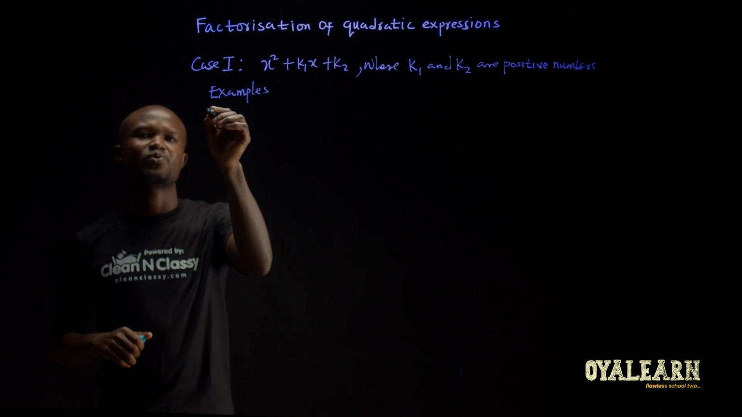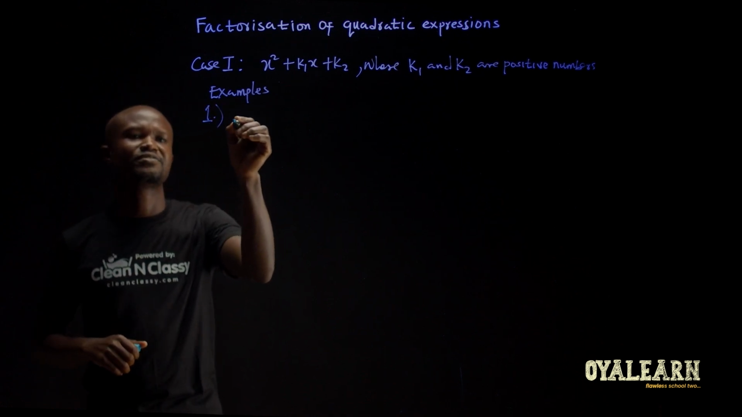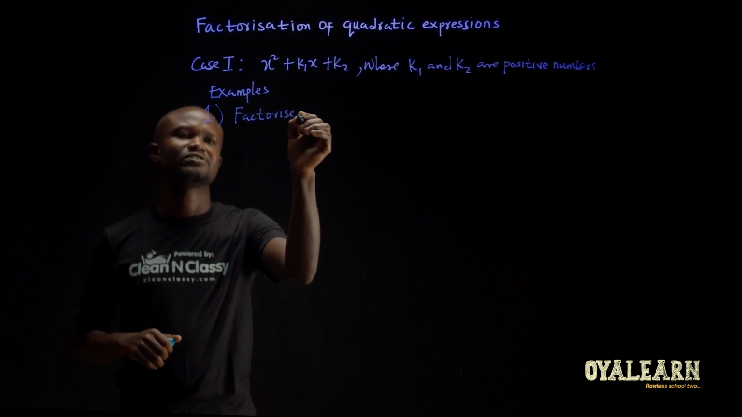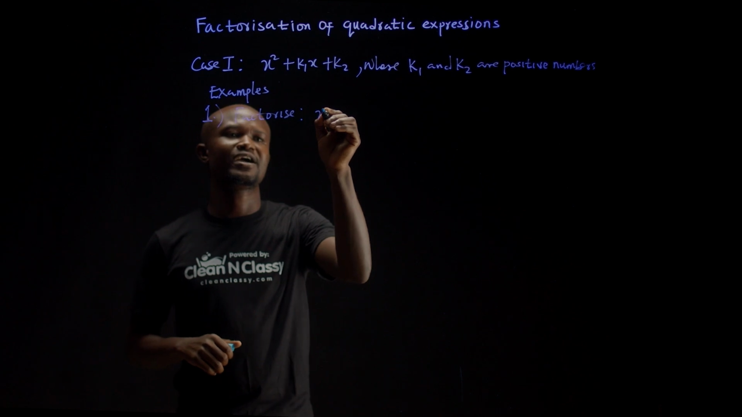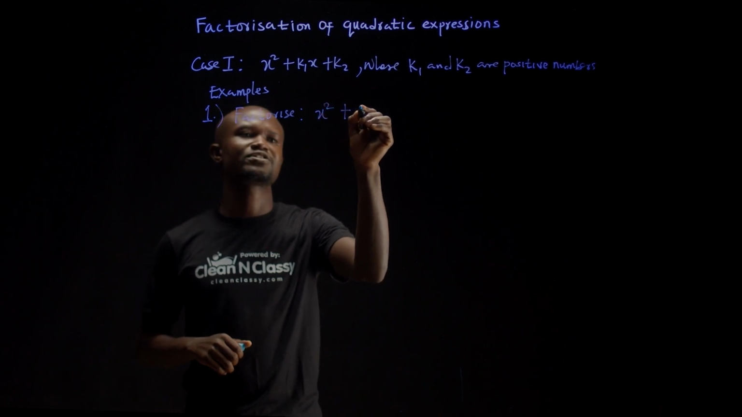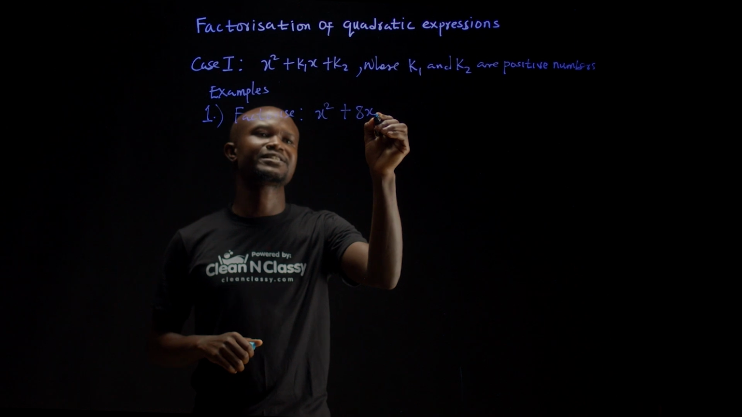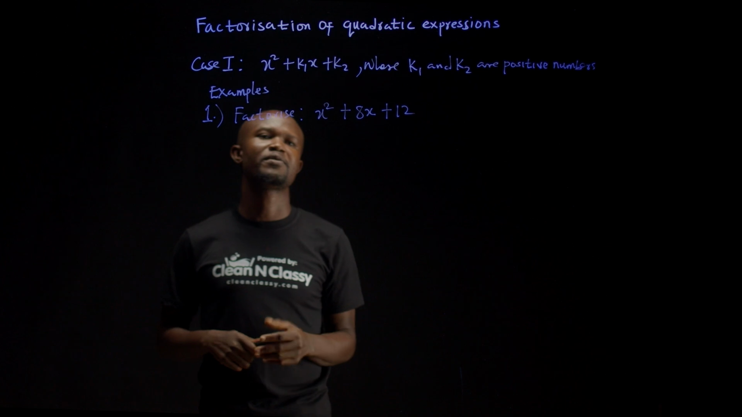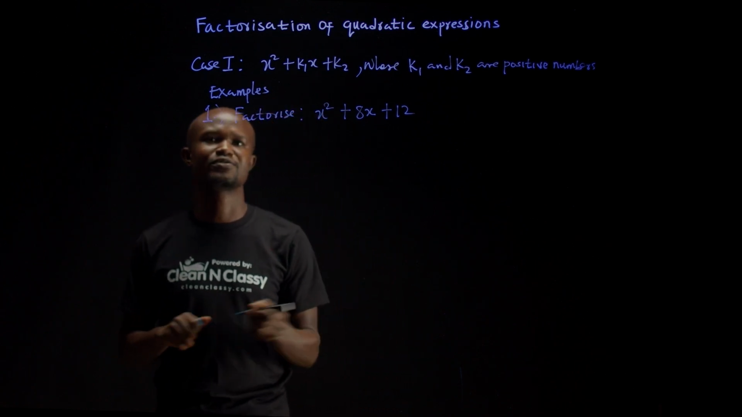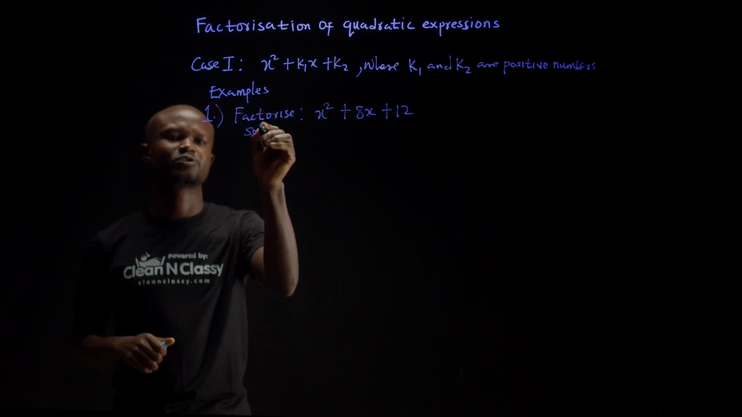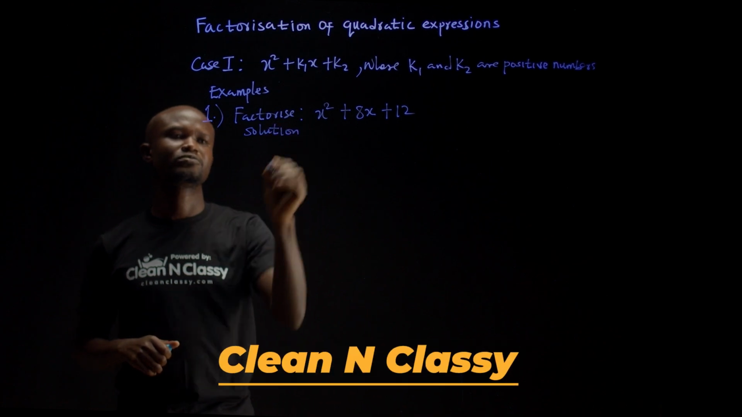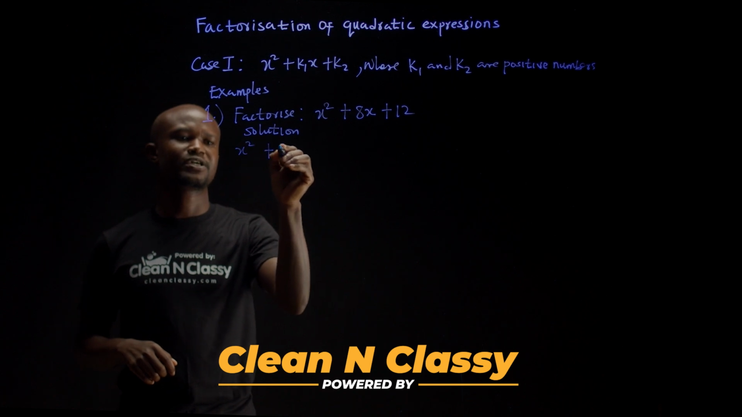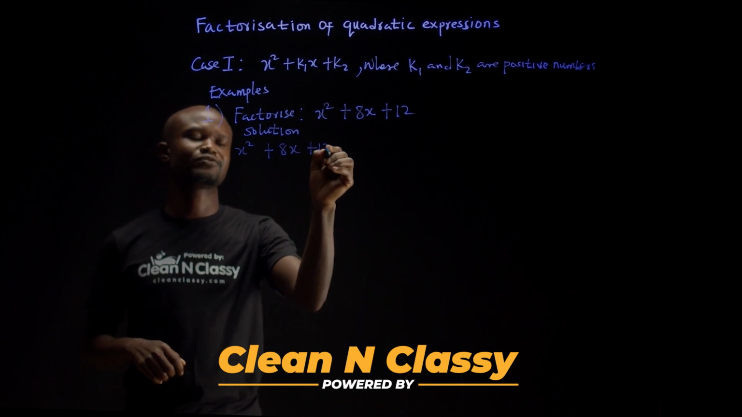Example 1. Factorize x squared plus 8x plus 12. We want to factorize x squared plus 8x plus 12. Solution. x squared plus 8x plus 12.